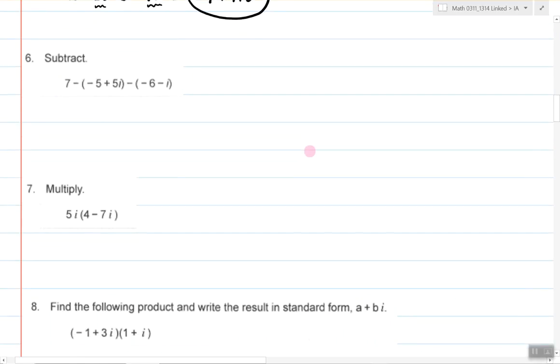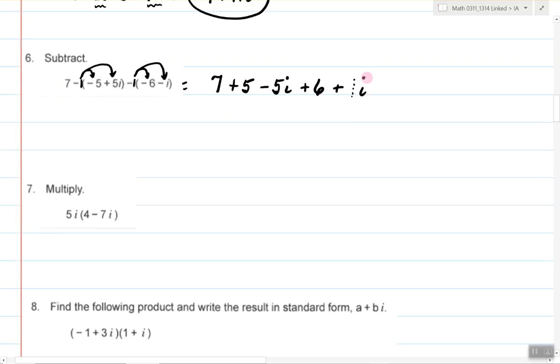All right, let's take a look at this next subtraction. I'm going to remove the parentheses by distributing the negative ones. No, there's not a 1 written there, but it is implied. So I have 7. Negative 1 times negative 5 is plus 5. Negative 1 times positive 5i is negative 5i. Negative 1 times negative 6 is positive 6. Negative 1 times negative i is positive invisible 1i.